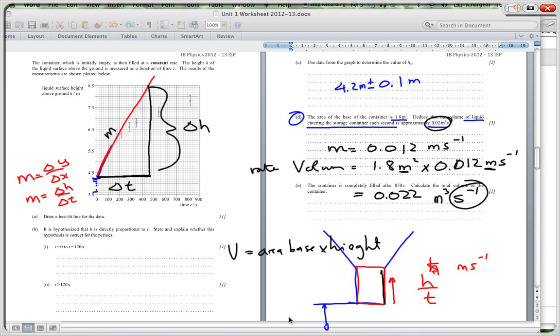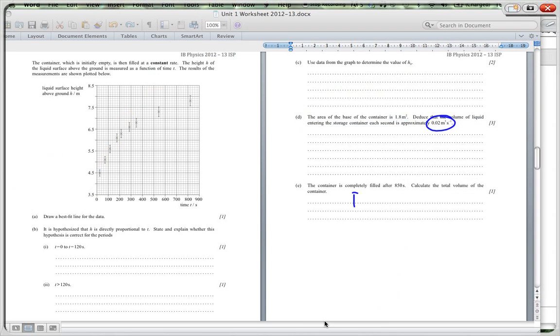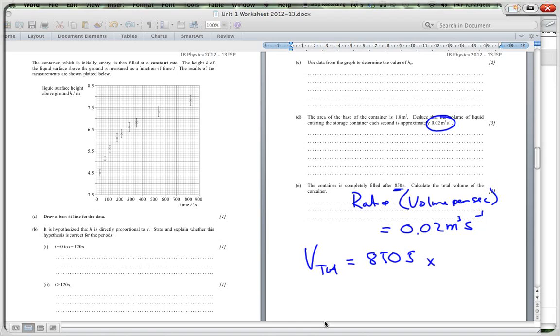Then it says, finally, the container is completely filled after 850 seconds. Calculate the total volume. Now, we've got here that the rate, which is the volume per second, is equal to 0.02 meters cubed per second. And we're told that it's 850. So the total volume would equal 850 seconds times the 0.02 meters cubed per second.